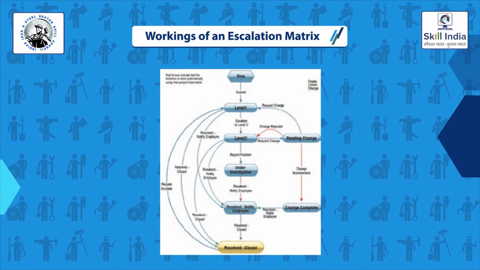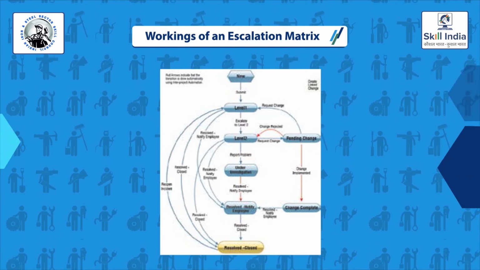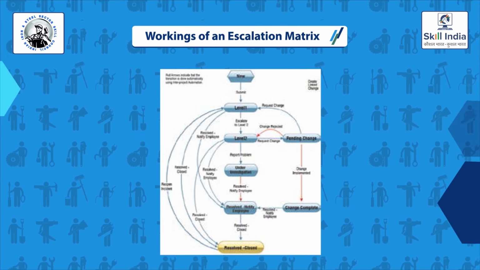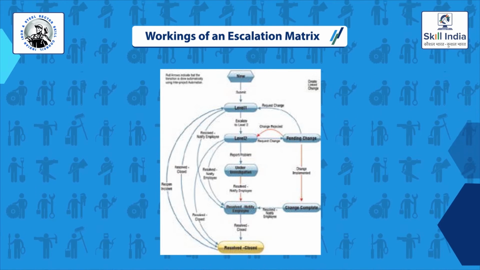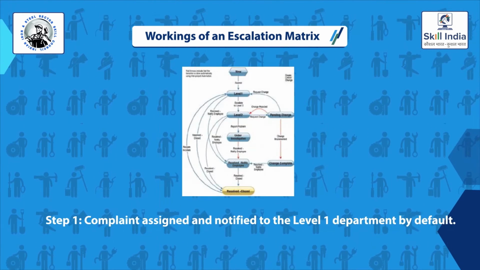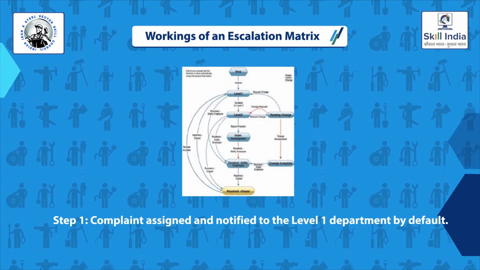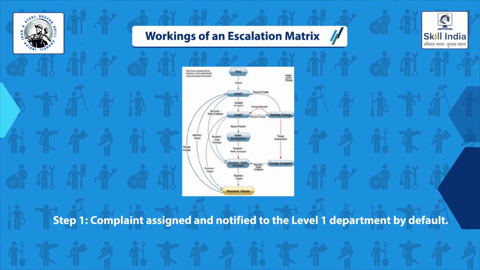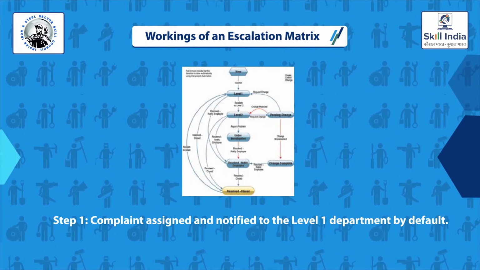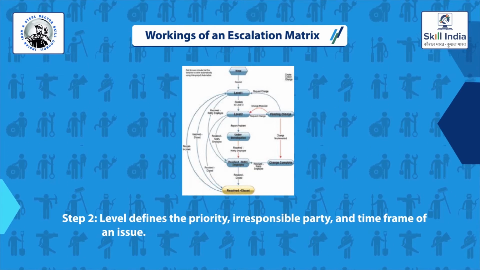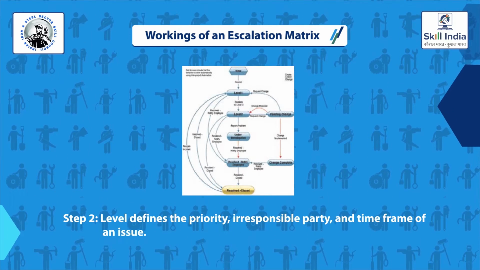The image displayed on your screen is a flowchart to portray the functioning of an escalation matrix. Let's learn about the process step by step. A complaint of a given category will by default be assigned and notified by email to the level 1 department of that category. Level 1 defines to whom an issue has to be raised, and within which time frame.